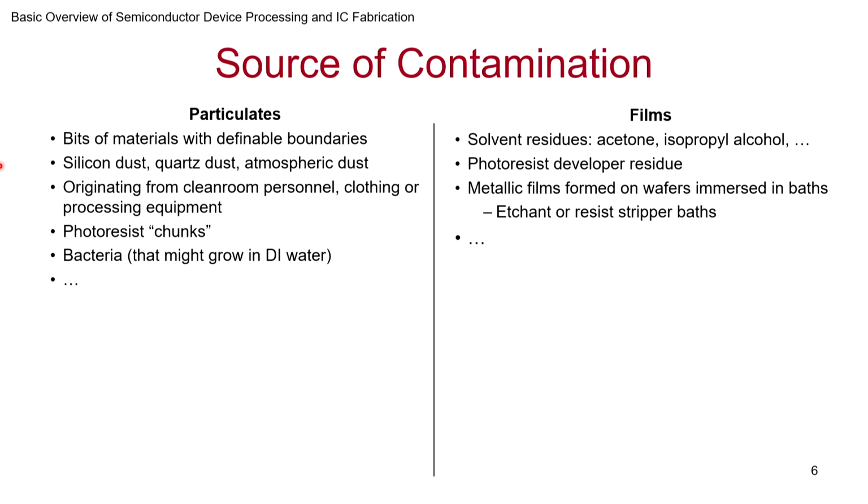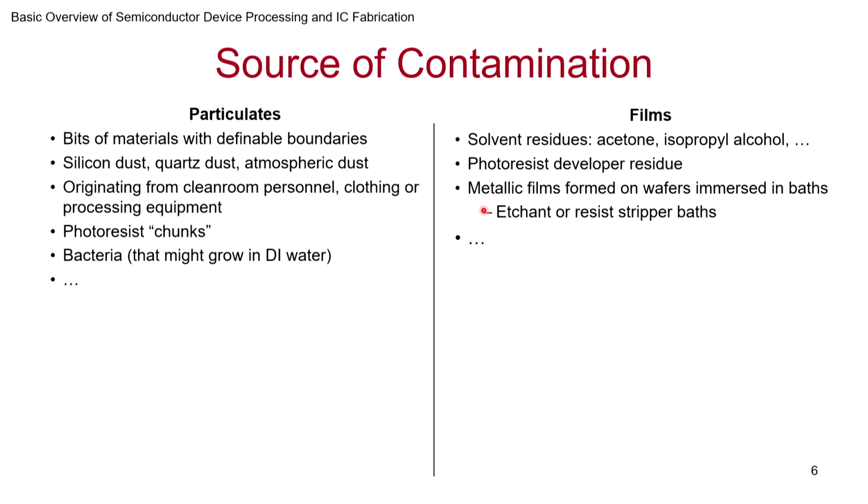This is about particulates, but there can also be films that are formed, and they remain, or they were not removed completely, and so on. So solvent residues. You may have used a solvent to dissolve and get rid of something, but the solvent itself contains some contaminants. Sometimes acetone, isopropyl alcohol, all this may be remaining. You never know. Some residue may be remaining, or residue that was present in the solvent may be remaining as a film. Photoresist developer residue could be there.